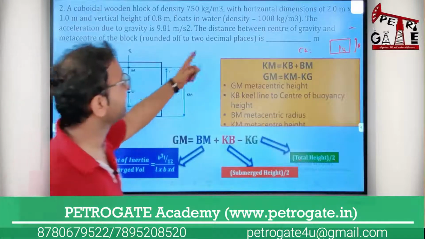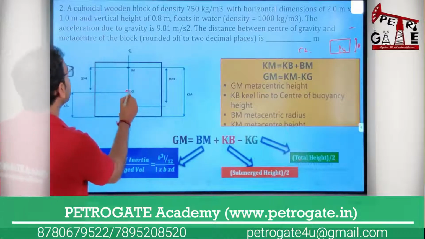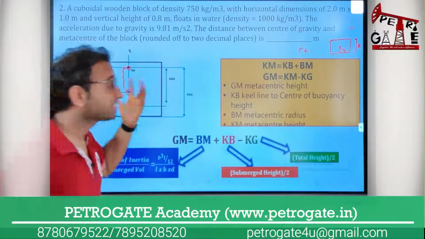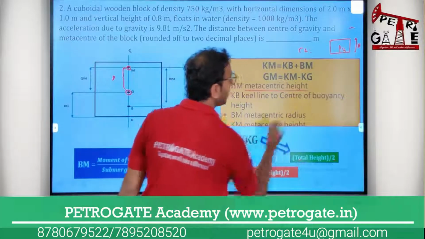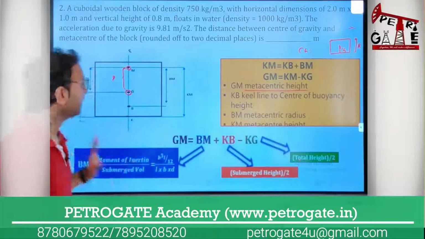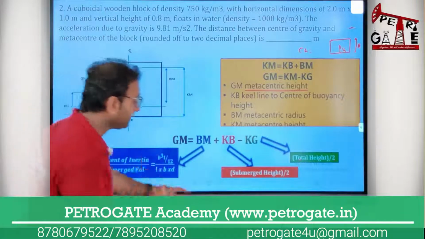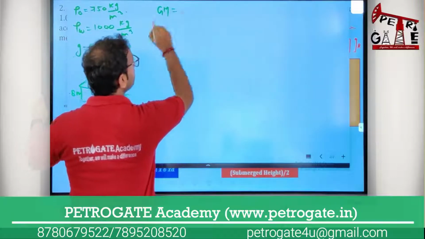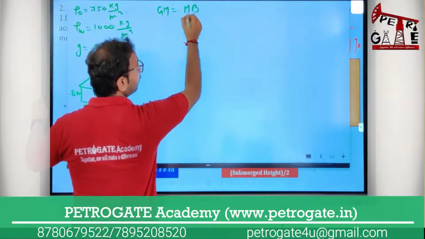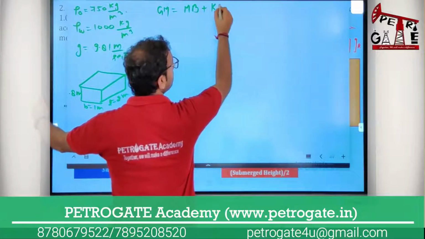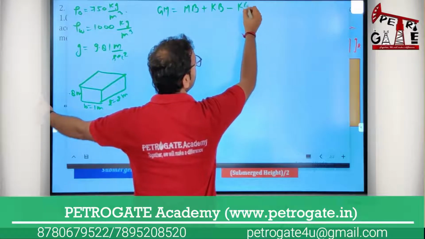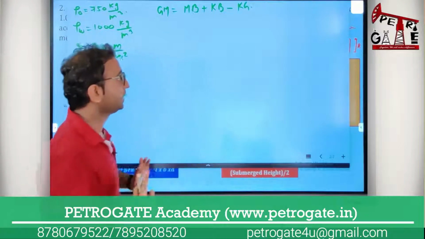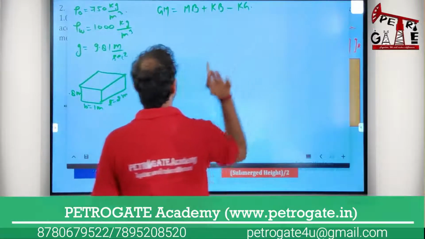Next thing is that the distance between the center of gravity and the metacenter I have to calculate. It means he is calculating metacentric height, not metacenter height. So I have to calculate GM, and if I want to calculate GM, I will write GM equal to MB minus KB plus KG. No problem, this is your formula. So now one by one I am calculating, first KG.